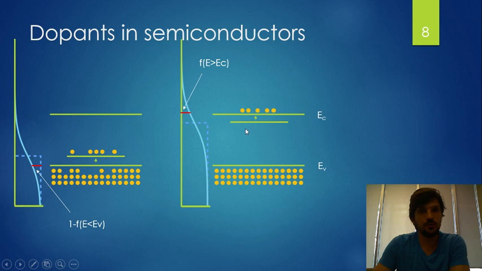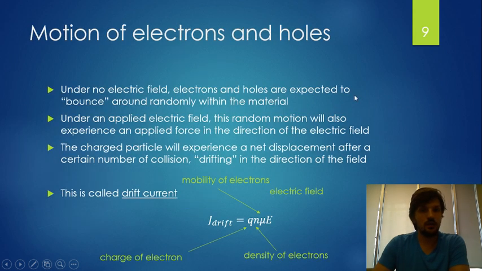However, for an n-type material, the Fermi level is very close to the conduction band, and we'll expect lots of electrons to be here. So what we can do is, by inserting these atoms into the semiconductor crystal, we can control the population of electrons and holes within the material. So now I'll talk about the motion of electrons and holes.